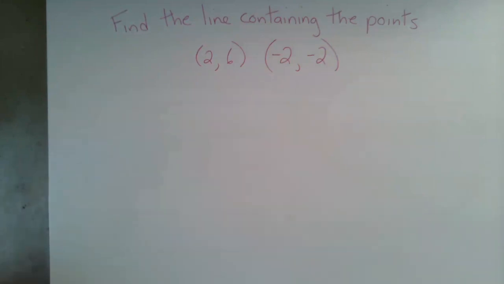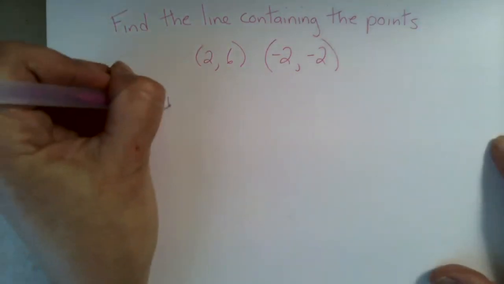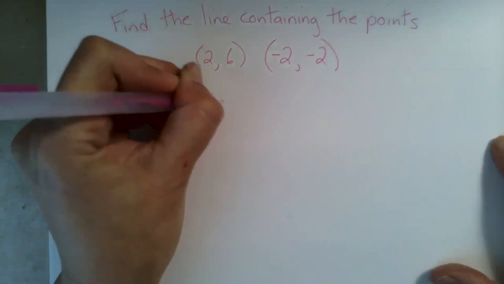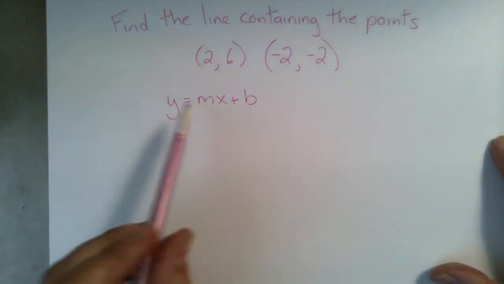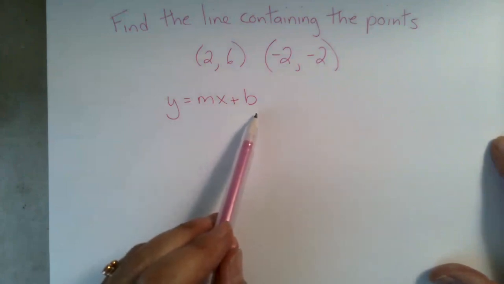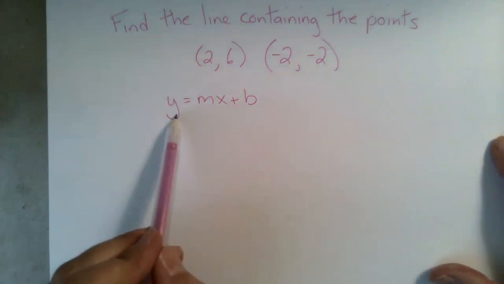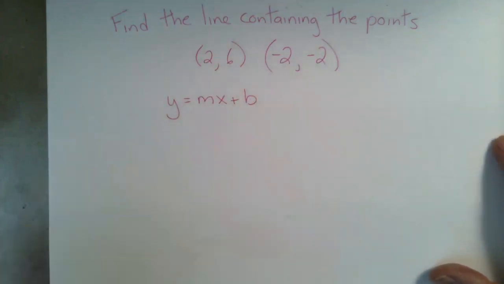The first thing I always like to do is write my equation on the page. It tells me it's a line, so I know y equals mx plus b is my equation, where m is my slope, b is my y-intercept, and x and y are my x's and y's, the points. All right, first thing I'm going to do is find my slope.